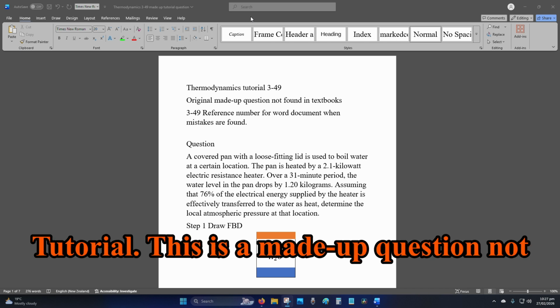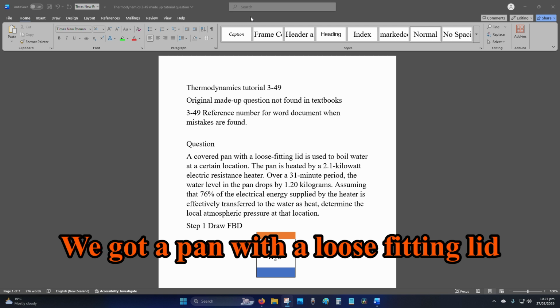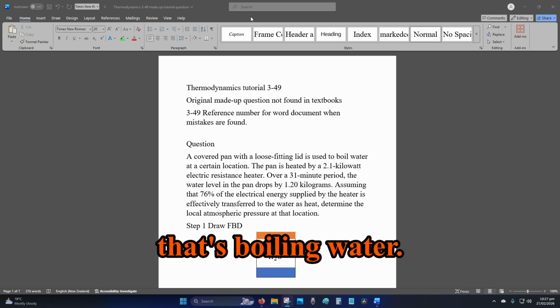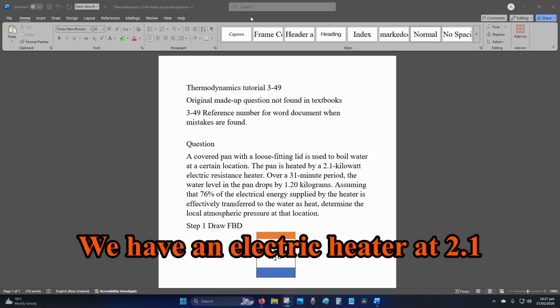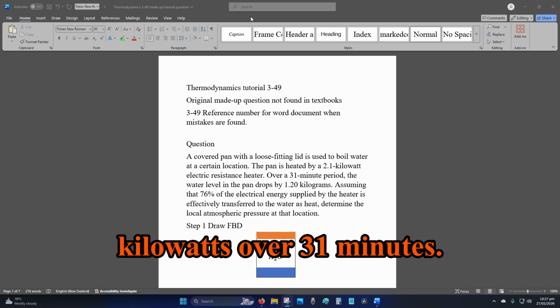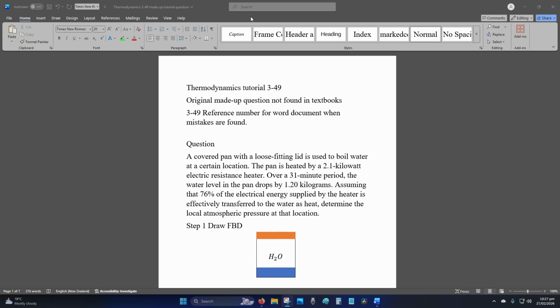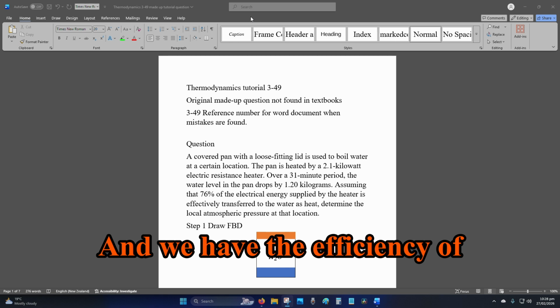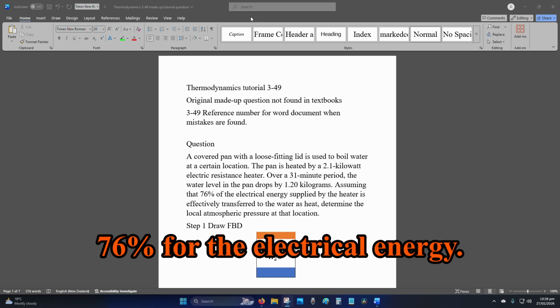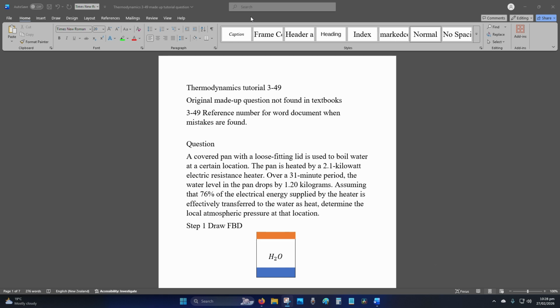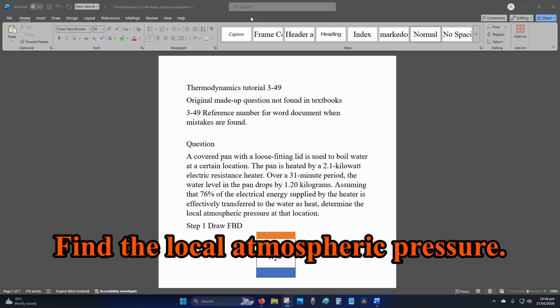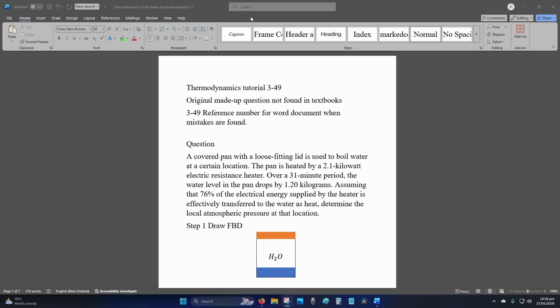This is a made-up question not found in your textbooks. We got a pan with a loose-fitting lid that's boiling water. We have an electric heater at 2.1 kilowatts. Over 31 minutes, the pan drops by 1.2 kilograms. Drops by, not to. And we have the efficiency of 76% for the electrical energy. Find the local atmospheric pressure.